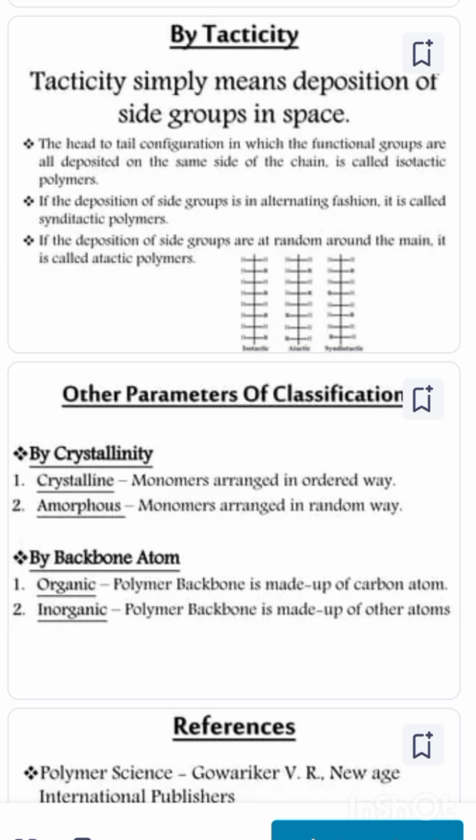Other parameters of classification. By crystallinity. Crystalline: monomers arranged in an ordered way. Amorphous: monomers arranged in a random way.